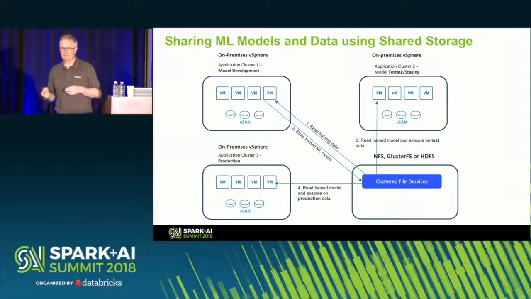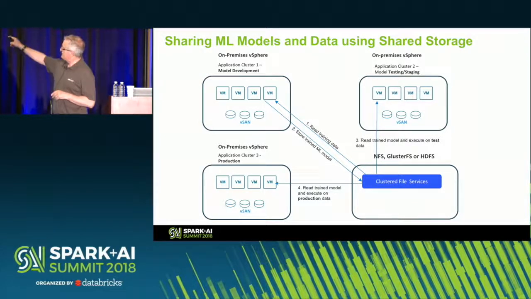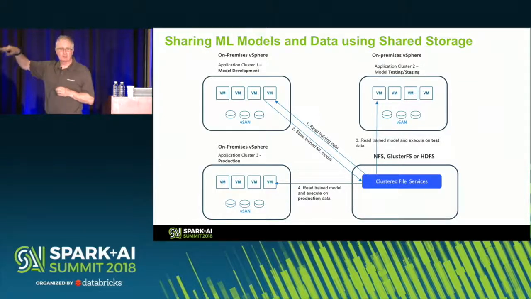Why would you do this? Well, you could do it so that you could share your machine learning data, your training data, which is in the clustered file services at the bottom, among different clusters. So cluster number 1 at the top, they're all on-premises clusters, by the way. They're all private cloud clusters. Cluster number 1 reads the training data from the shared repository and then trains the model and writes the details of the model, stores the model away back into the clustered file system.